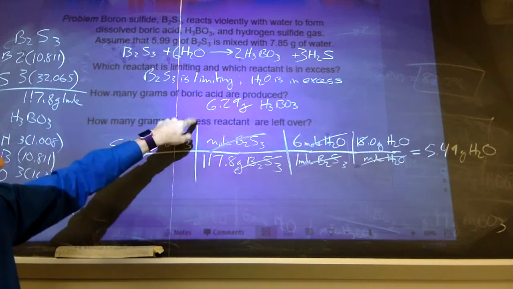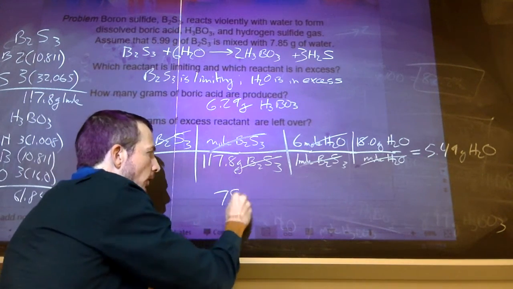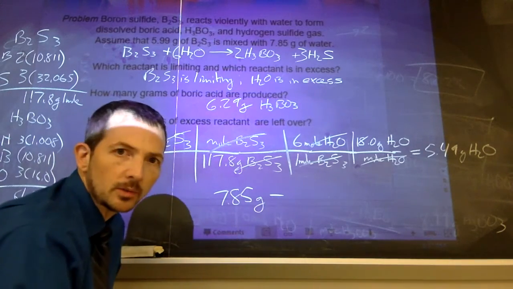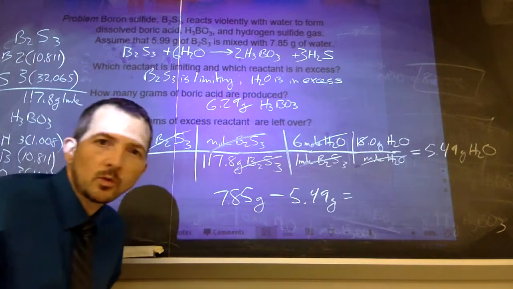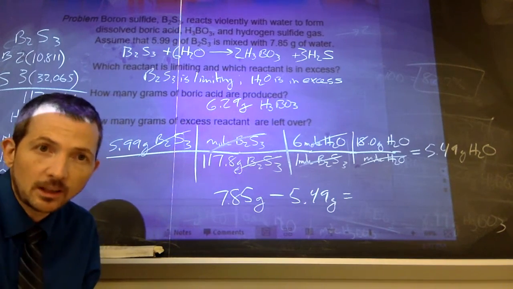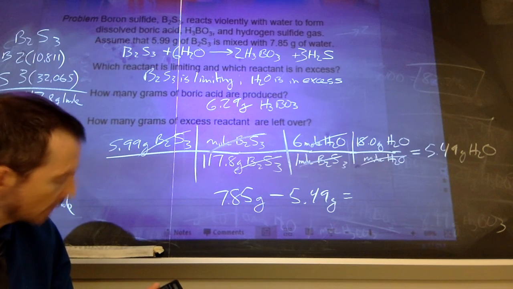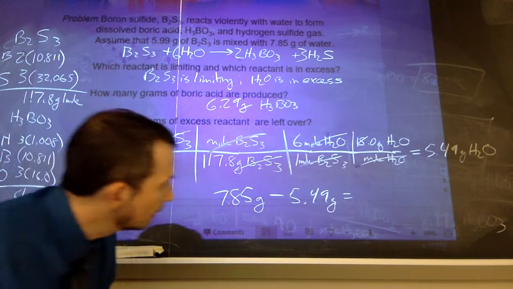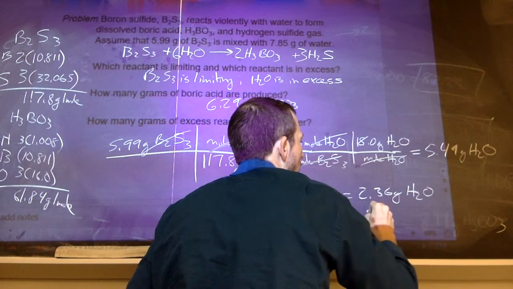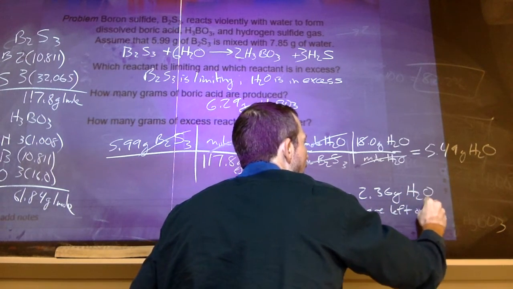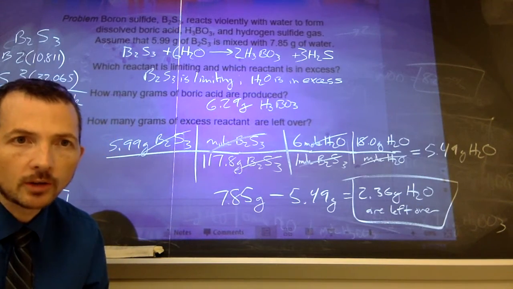So this is how many grams are left over. Okay. Well, if I look at my equation, I start with 7.85 grams. I get 5.49 grams reacted, which is what was needed to completely react. Then I just take the difference, and that'll tell me how much is left over. So 2.36 grams of water are left over.